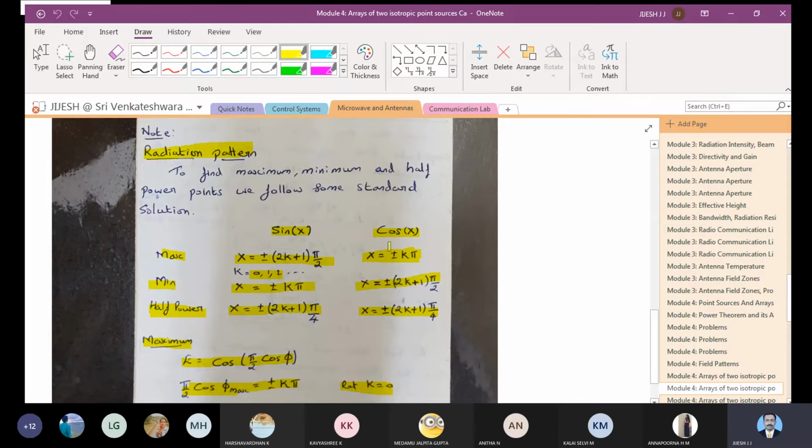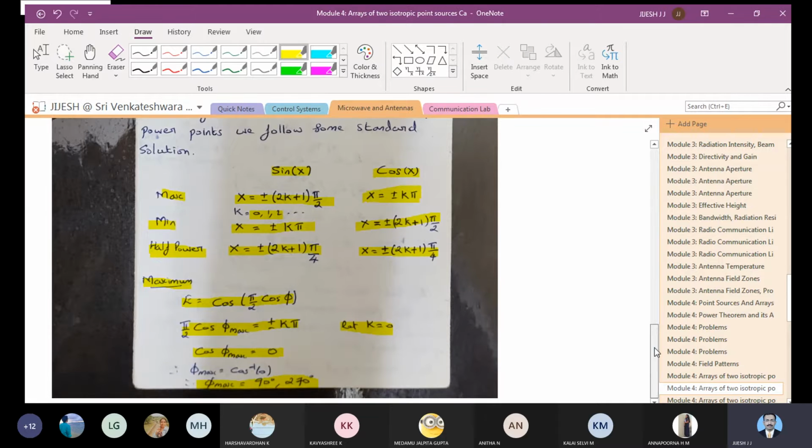So for the maximum, you need to use this equation, x is equal to plus or minus k pi. So when I use that and simplify that, cos of phi maximum will be equal to 0. From this, phi maximum can be written as 90 and 270. From that, what you can understand is the maximum power is obtained at the values of 90 and 270.